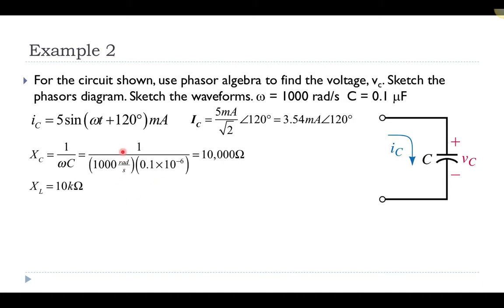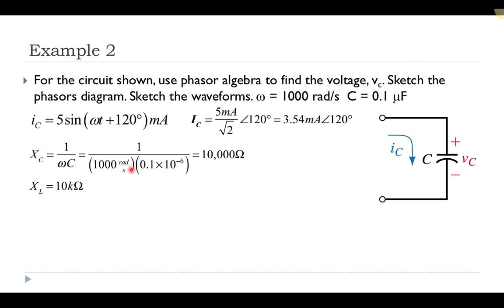Next, I'm going to be interested in writing the impedance for the capacitor, and in order to do that, I have to know the reactance for the capacitor. So the capacitive reactance is 1 over the angular frequency times the capacitance. This is 1,000 radians per second times 0.1 times 10 to the minus 6 farads, so I have to convert my microfarads into farads. I multiply those values. 1 divided by that quantity gives me 10,000 ohms.